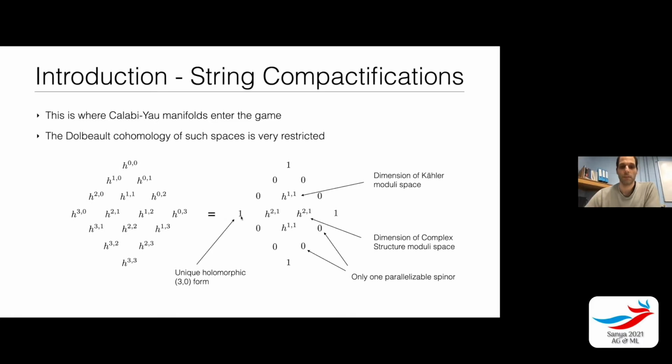And furthermore, these manifolds have a unique 3-0 form. So what I need out of this is that we have h11 Kähler moduli, h21 complex structure moduli, and a unique 3-0 form.